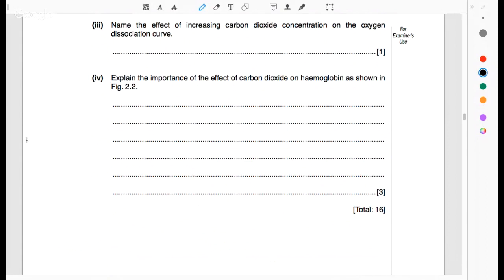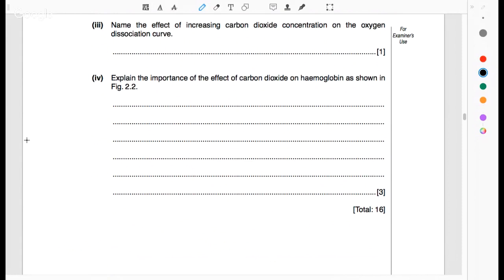Question 4. Well, okay, so it causes more oxygen to be released. Thus, in respiring tissues, more respiration can occur because more oxygen is released. Okay, so structure this into an answer for me. Okay, 3 marks here.